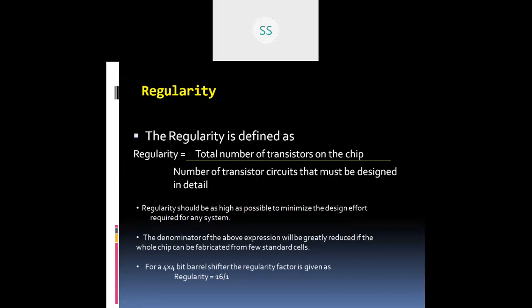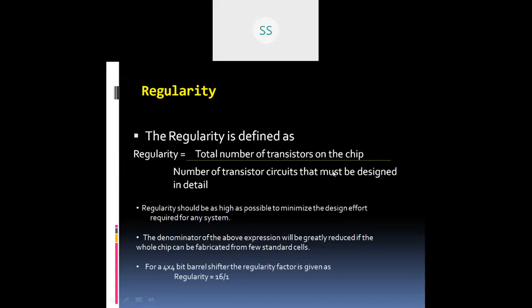It is always desirable that the regularity value should be as high as possible. Why should its value be as high as possible? In order to minimize the design effort required for any system. Now, what this ratio exactly means is that this value can be very high if and only if we have the least number of transistor circuits which are designed in detail.